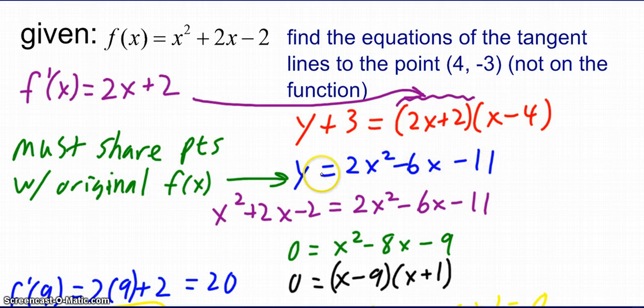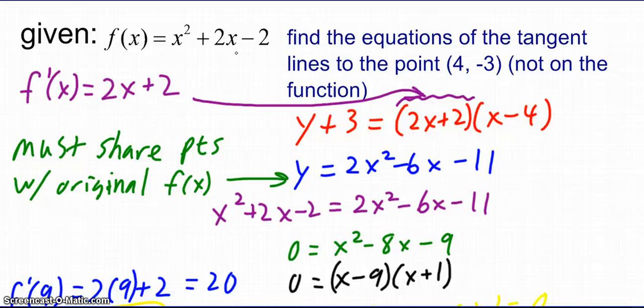So this is a relationship between x and y of tangent lines that go through the point (4, -3). Now here's where I have to understand what the problem is actually asking me. I know that those tangent lines go through the point (4, -3), but they also have to share points with the original function because they're tangent to the function. They're not tangent at the point (4, -3). And in order to have a line, I need at least 2 points.